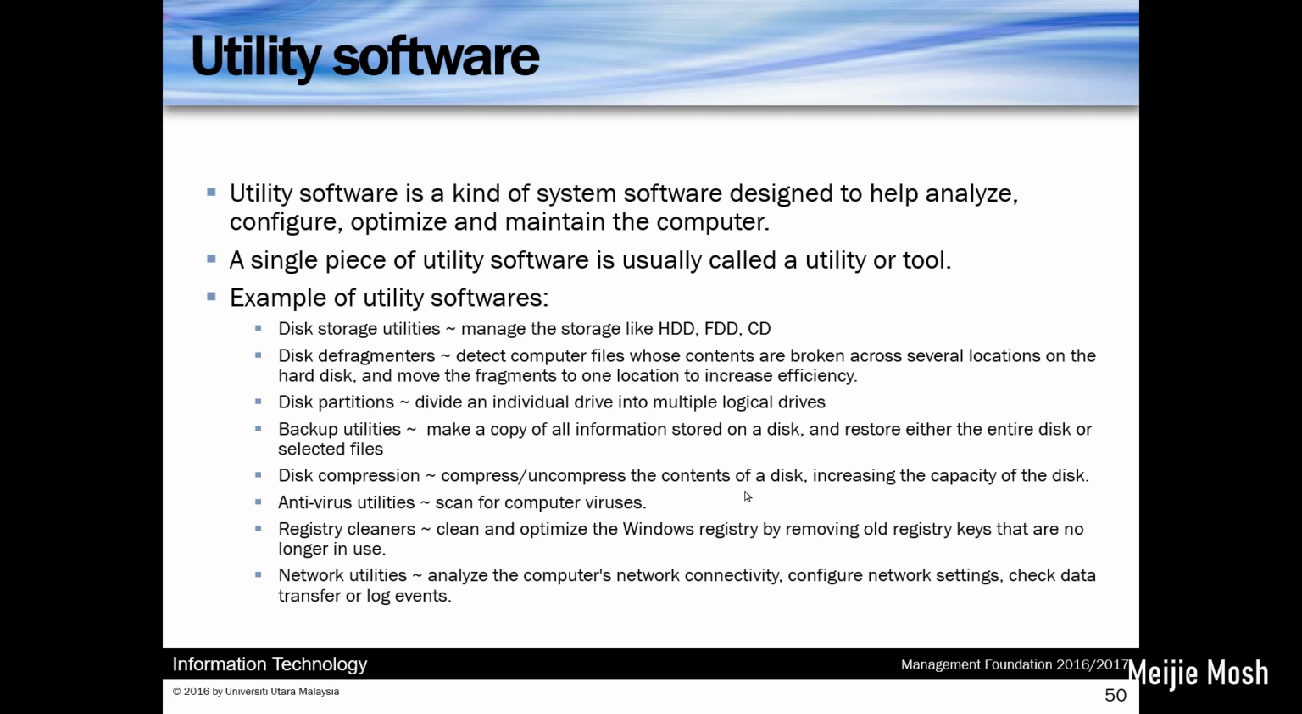Antivirus utilities scan for computer viruses. Registry cleaners clean and optimize the Windows registry by removing all registry keys that are no longer in use. Network utilities analyze computers' network connectivity, configure network settings, check data transfer, or log events.